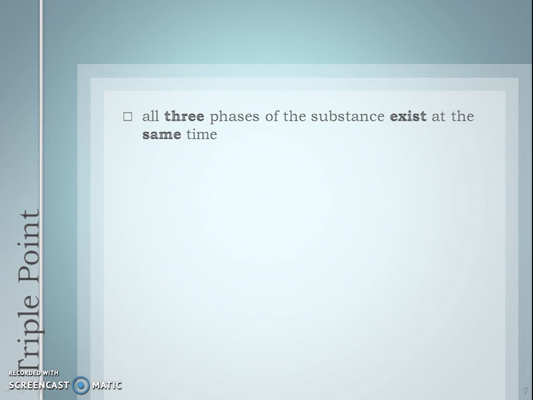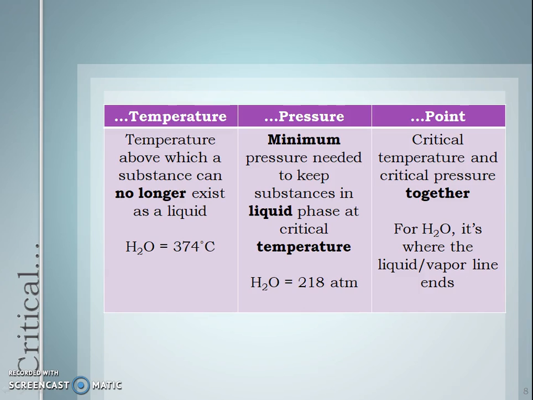So the triple point just means that the three phases of that one particular substance exist at that particular temperature and that particular pressure. It has to be exactly that temperature and pressure in order to have all three phases exist at that same time. So the critical temperature is the temperature above which a substance can no longer exist as a liquid. The critical pressure is the minimum pressure needed to keep substances in liquid phase at that critical temperature. And of course, the critical point shows where that temperature and pressure are together.